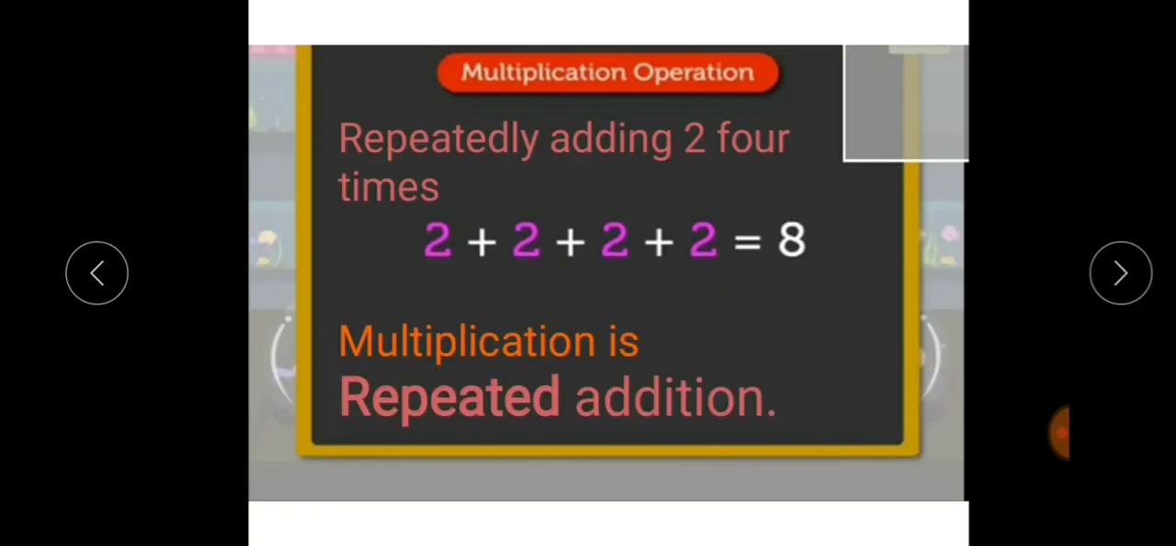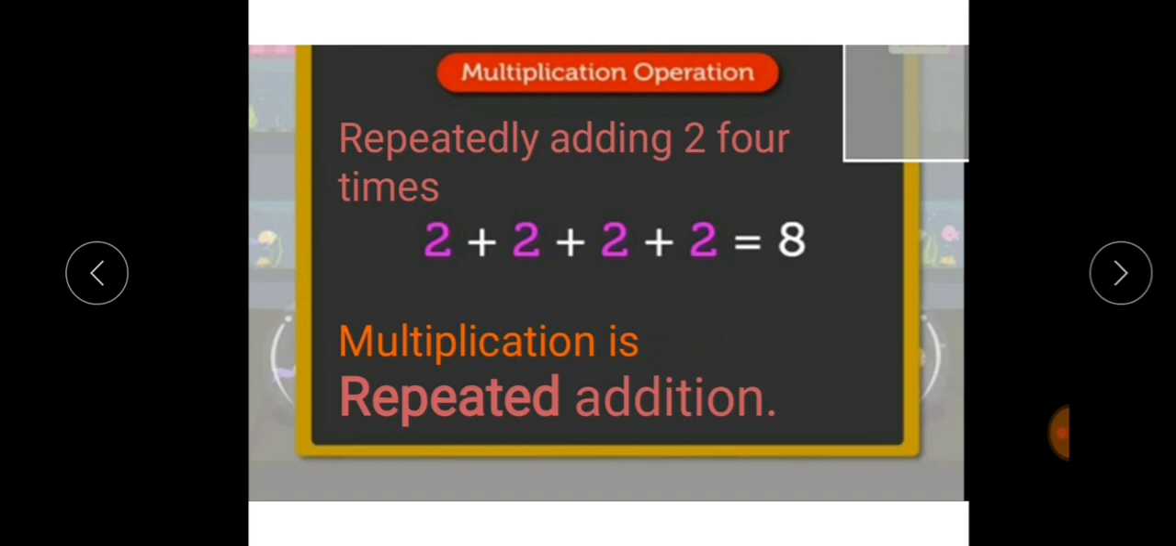Is it? And here what we are actually doing is repeatedly adding the same number. We are repeatedly adding 2, 4 times. So we will get the answer 8. And adding a number repeatedly, we call the multiplication operation. This is the multiplication operation.